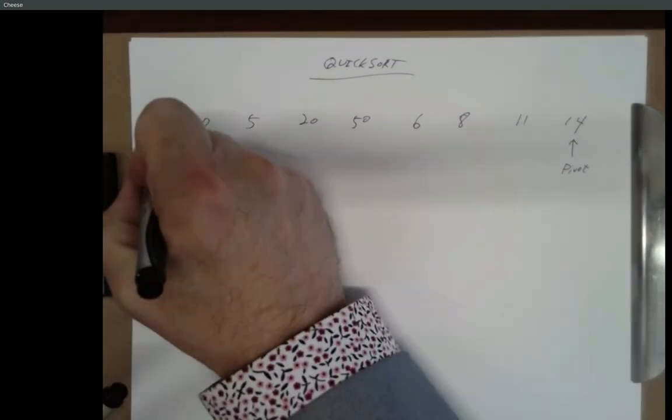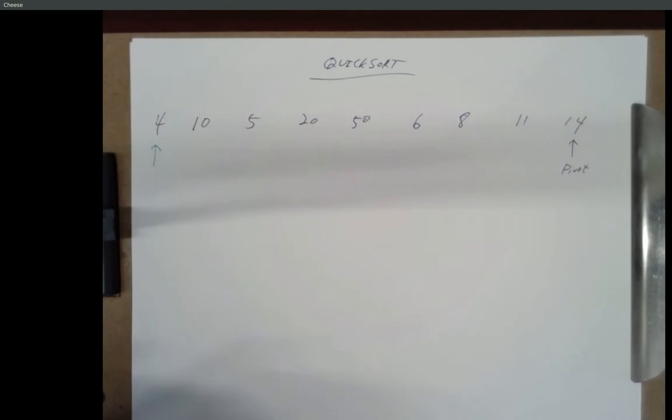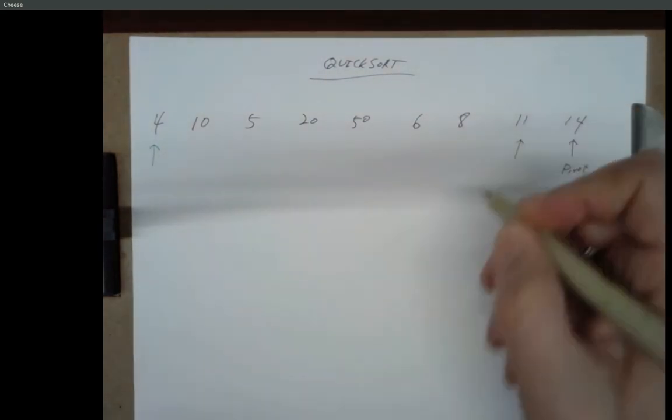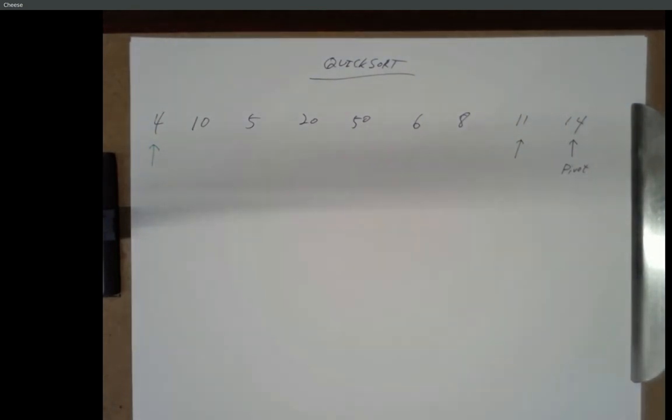So we start by looking at the leftmost element in the list and looking at the rightmost element right before the pivot.